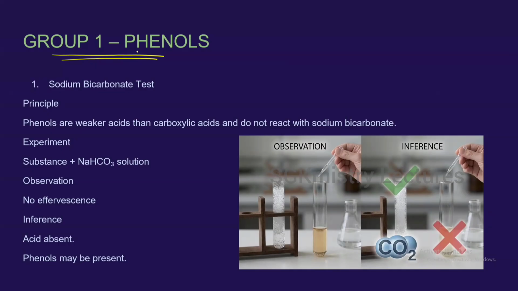So let us look into group 1, that is phenol. Especially we are going to check if resorcinol is present, especially the polyhydric phenols. Okay. So first step is you're going for the sodium bicarbonate test. Very simple, you take the substance and add sodium bicarbonate solution. If no effervescence is observed, then acid is absent, so phenols may be present. This is a very simple reaction to find out if the given compound may be phenol. So observation: if effervescence is obtained, then it may be acid, and if there is no effervescence, then it is phenol.